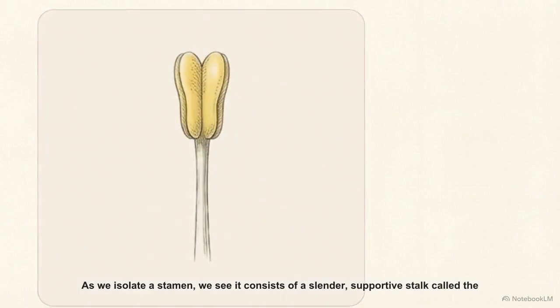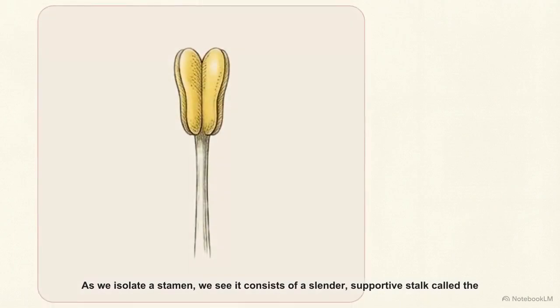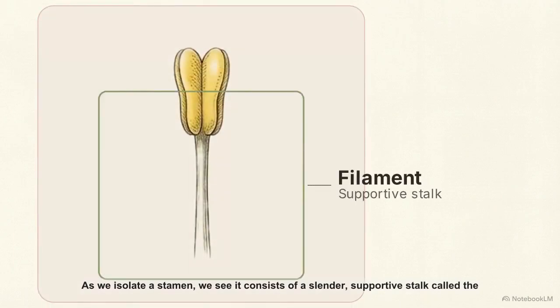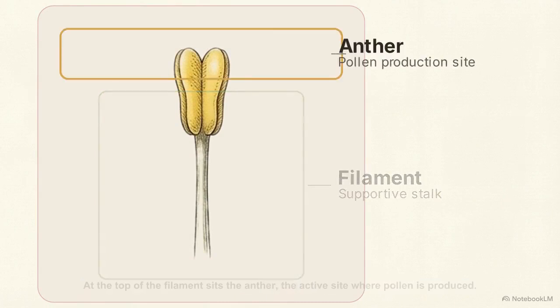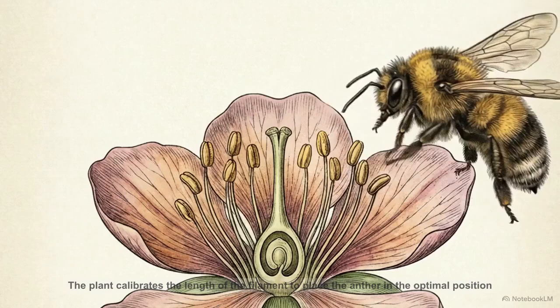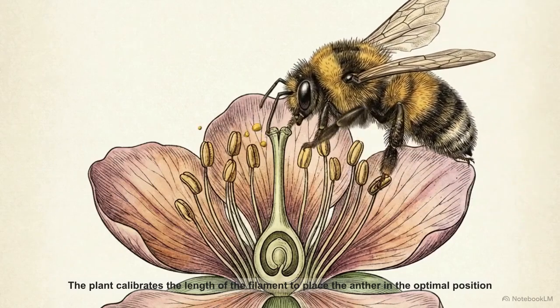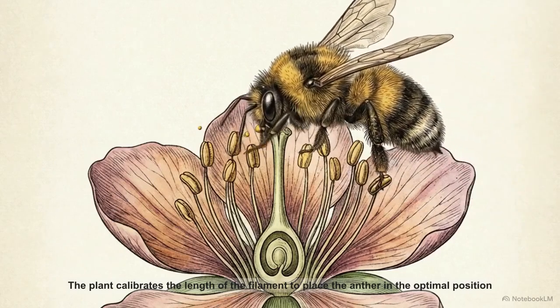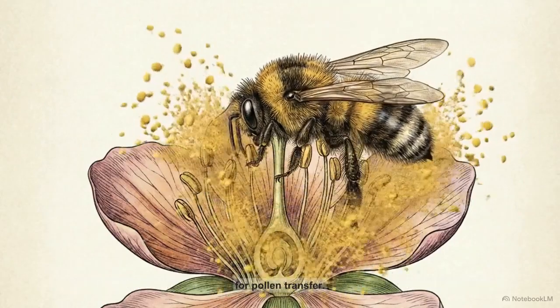As we isolate a stamen, we see it consists of a slender supportive stalk called the filament. At the top of the filament sits the anther, the active site where pollen is produced. The stamen is an elevated dispersal platform. The plant calibrates the length of the filament to place the anther in the optimal position for pollen transfer.